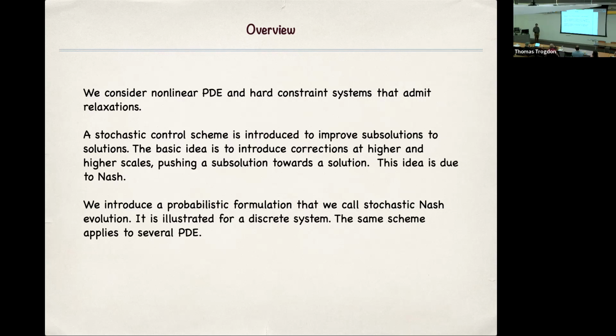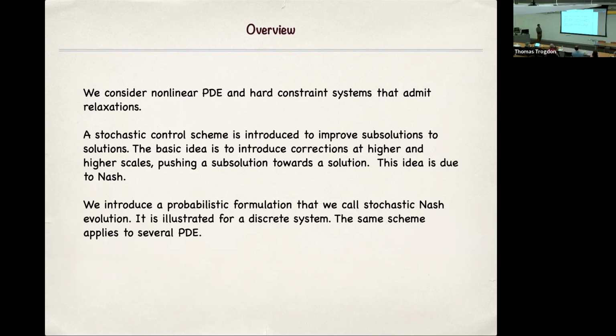And what I'm going to do is try to solve these PDEs using a stochastic control scheme. So the idea is, well, you've got a PDE, you relax it, then you keep adding in corrections. So it's conjugate gradient like in the sense that I'm going to be adding in corrections based on a residual. The whole point is that the corrections are going to be added in stochastically, not deterministically.